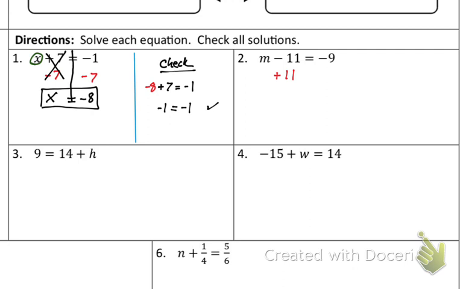The other side. You have to do the exact same thing to the other side. So I'm going to add 11 to the other side. Now remember, it's the other side of the equal sign.